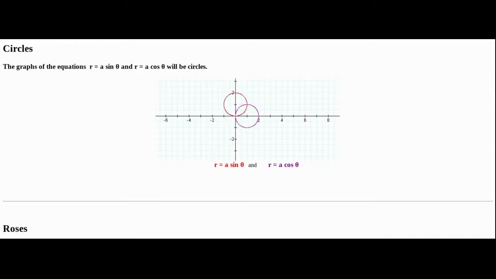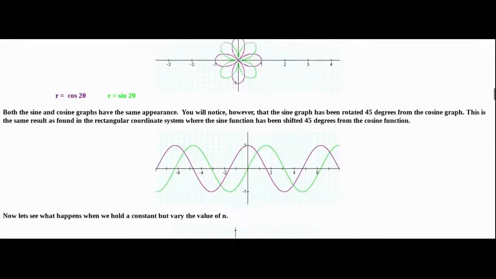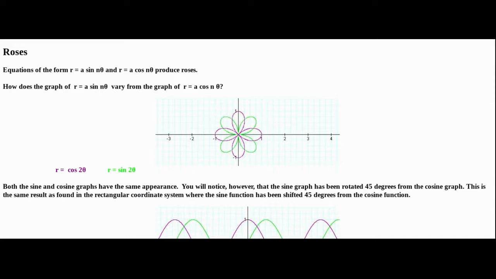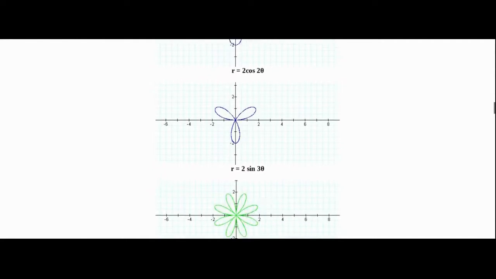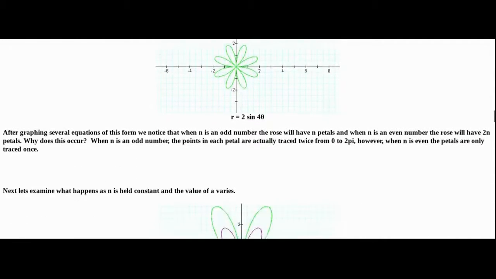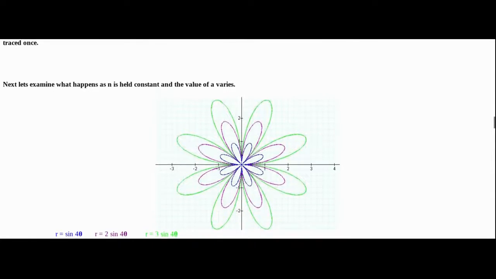You can draw circles in the polar coordinate system. Roses, or sometimes called polar flowers, have different numbers of petals depending on the equation. So as you can see, there's different types of roses that are created in the polar coordinate system.